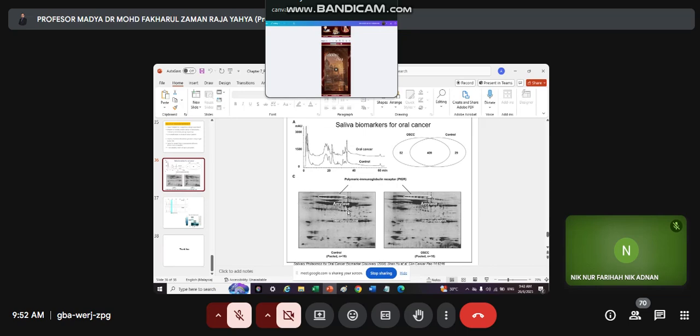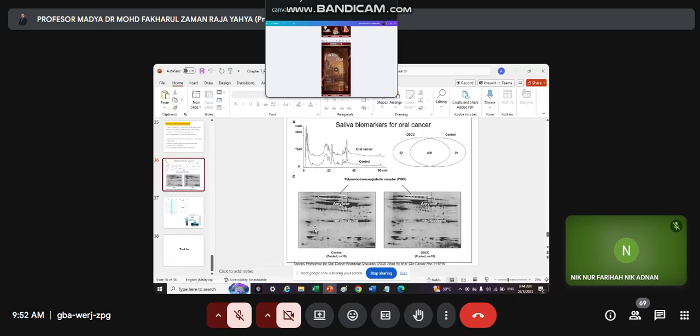So 2D SDS-PAGE image can produce high number of protein spots, and usually each protein spot represents one individual protein. It is rare to see two or three individual proteins in one protein spot. So that's why the resolution of 2D SDS-PAGE is very high, because almost all individual proteins can be separated.